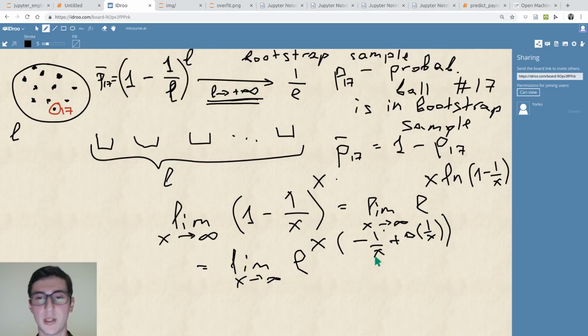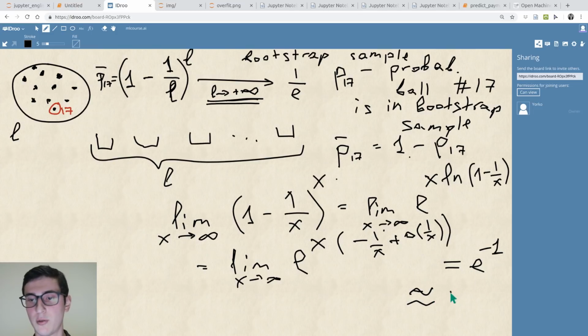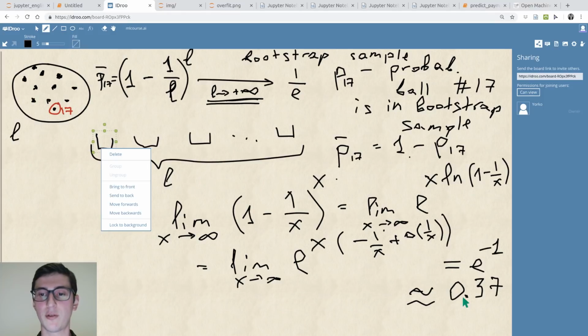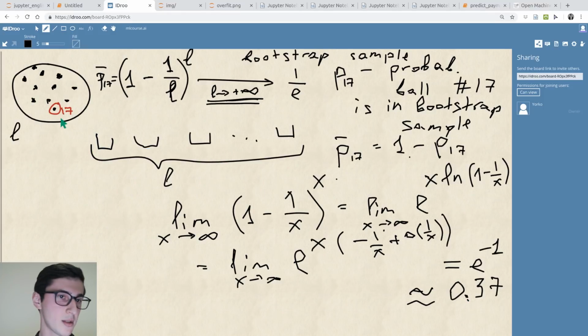It's about calculus, and I'm not commenting on it right now, but you see this is actually e to the minus 1, which is approximately equal to 0.37. So this is a bit of math about the probability of an object occurring out of sample. Now, closer to practice: we expect about 37% of all of our instances to be out of sample.